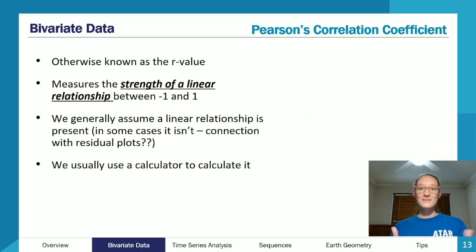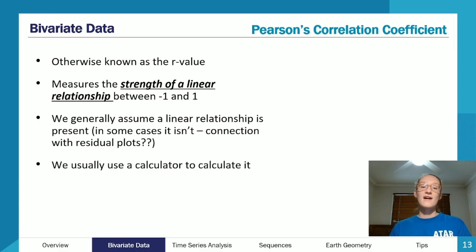So moving on to what we just mentioned, our R value, our Pearson's correlation coefficient. This measures the strength of a linear relationship, and it also tells us about the direction. So instead of maybe weak, maybe no association, maybe moderate, maybe strong, we actually get that exact, precise mathematical number value that tells us about it. And like I said before, we generally assume a linear relationship is present, but in some cases it isn't. A residual plot is how we can figure that out, so making that connection again.